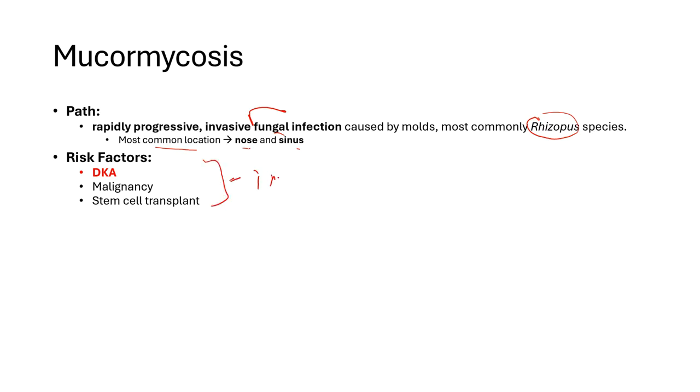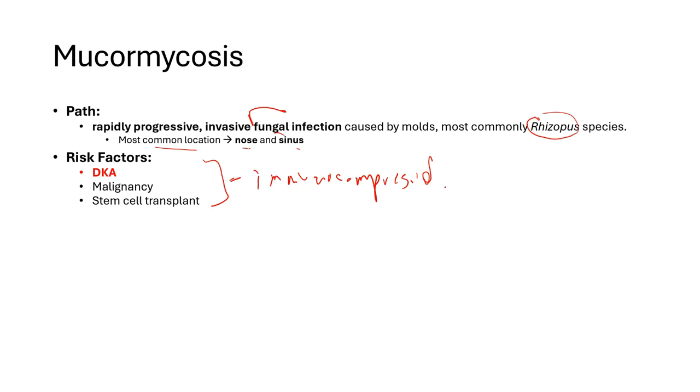Now, notice how all these individuals are immunocompromised. This is more commonly associated with DKA, more so than HHS, because of the acidosis or the environment that the fungi likes to grow in. So noting that it can also be associated with other immunocompromised individuals is also high yield because you never know exactly how they're going to test this disease.